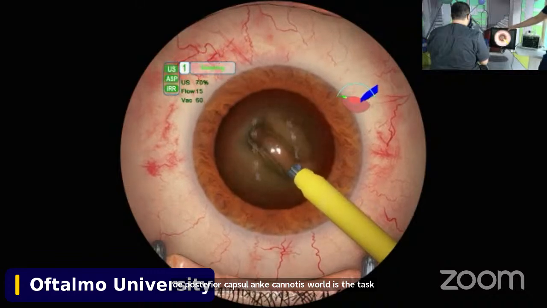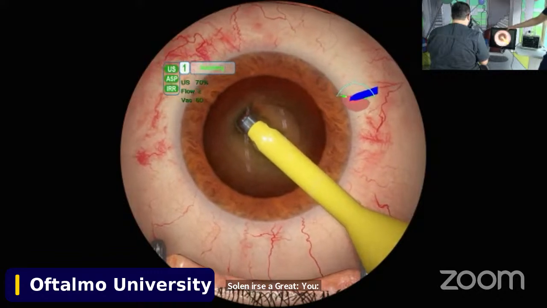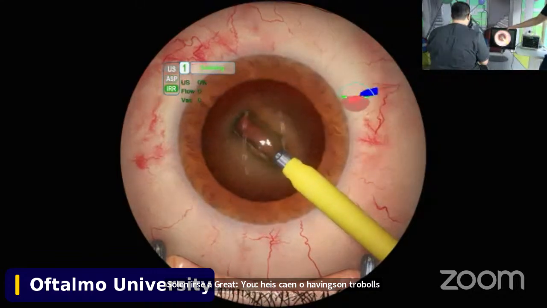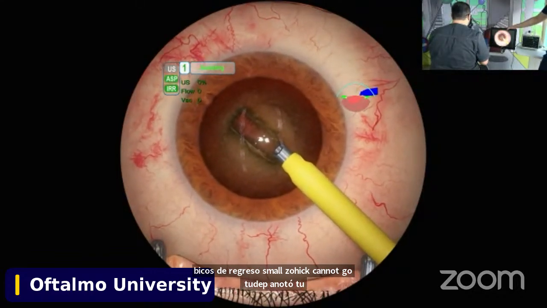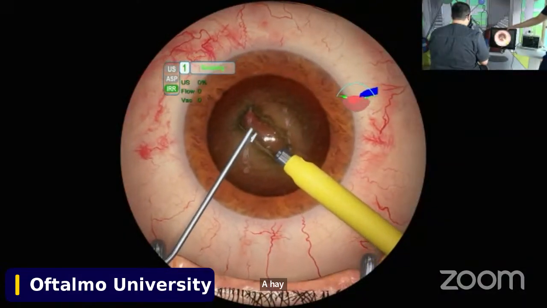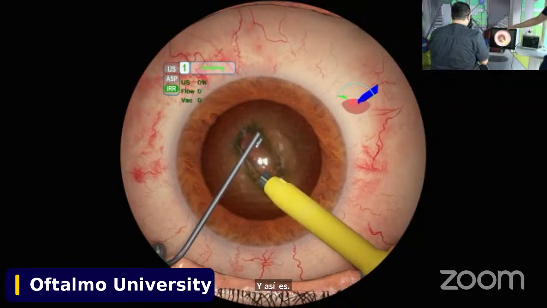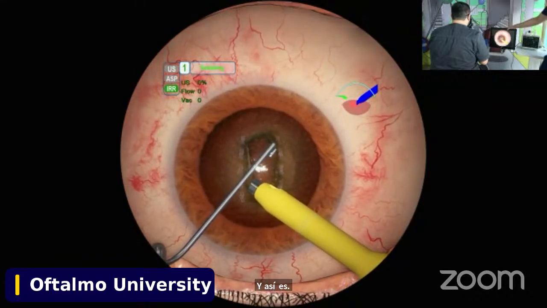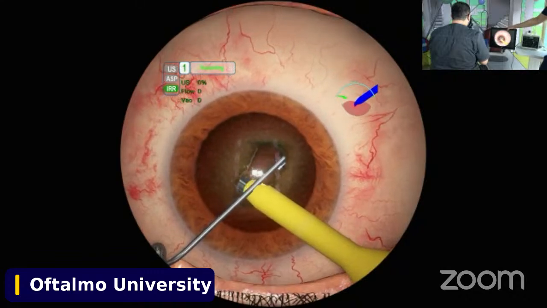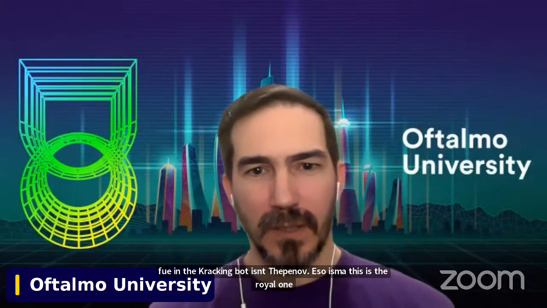So Alan is doing a great job. He's having some troubles because the rhexis is small, so he cannot go too deep and not too long. Now he's going to use the second instrument. You noticed where is the zonular weakness. He's trying to do the cracking, but it's not deep enough. So it's not easy. It's a real one. He won't be able.